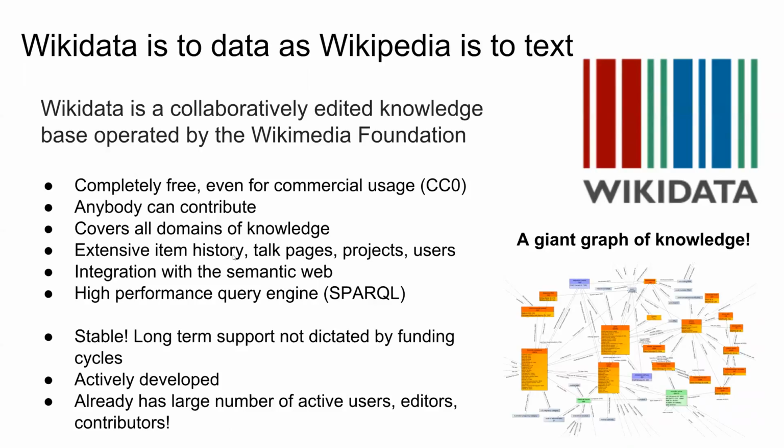Just like Wikipedia, each item in Wikidata has an item history, talk pages, projects, and user accounts. It's integrated within the semantic web through a SPARQL query engine that's used for querying graph databases. It is stable, so the long-term support is not dictated by local funding cycles. It's supported by the Wikimedia Foundation, which is actively developing it, and it already has a large number of active users, editors, and contributors.